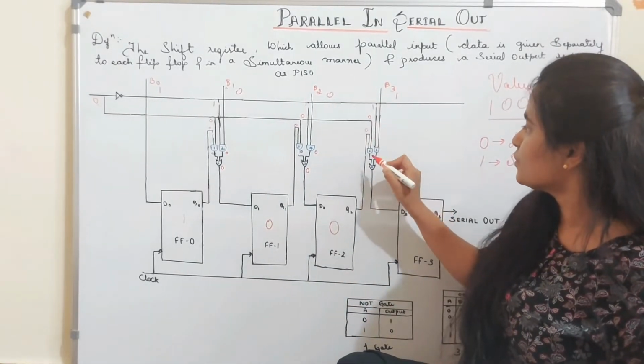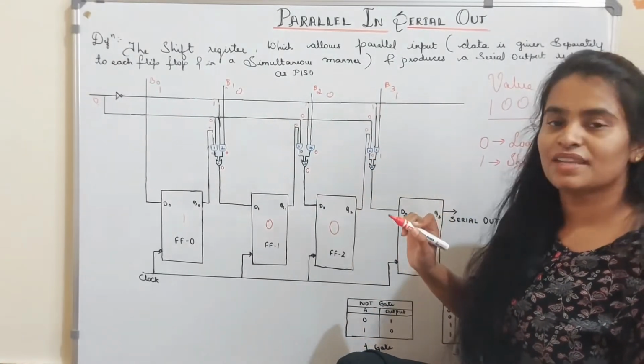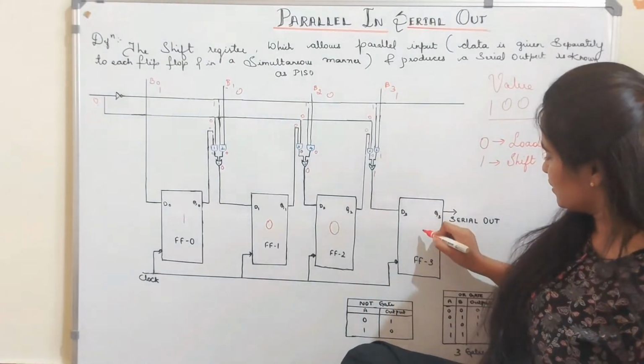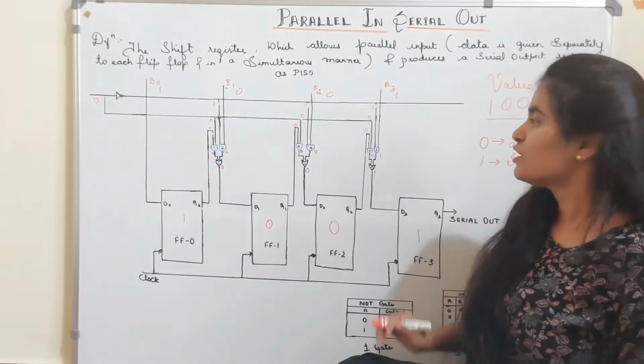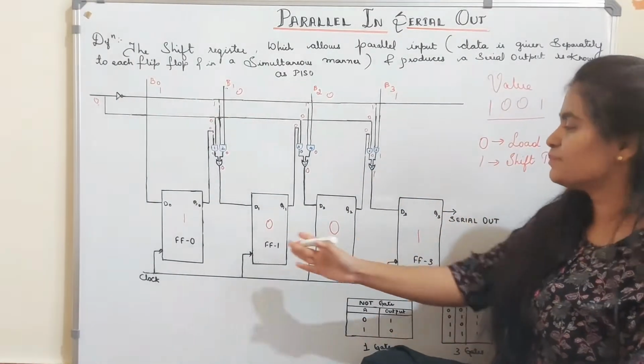And 0 and 0, 0 itself. 1 and 1 in AND gate, it is 1. So 0 and 1 in OR gate, it is 1. So here the value is 1. So whatever the value which I consider, that is 1001, is being loaded up.